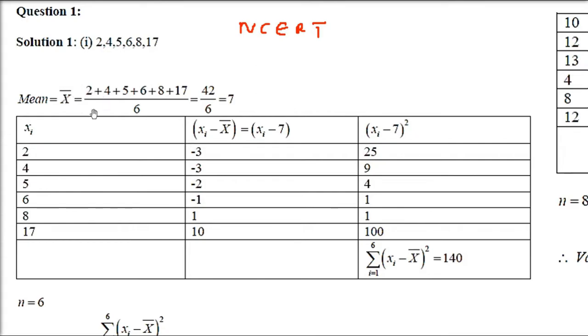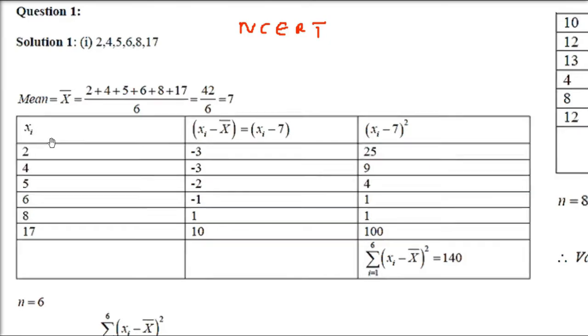First thing, we have to find out the mean. In order to find the mean, just add all of them: 2 plus 4 plus 5 plus 6 plus 8 plus 17, and divide it by the number of elements. 6 are there. So 42 by 6 is 7. 7 is your mean, x bar.